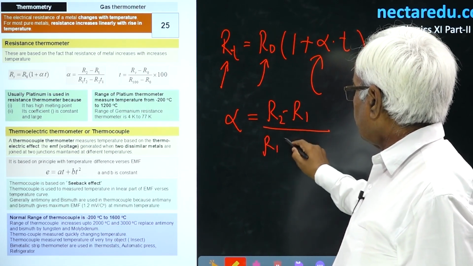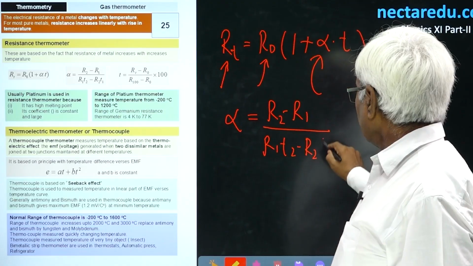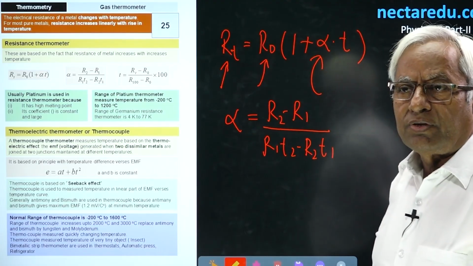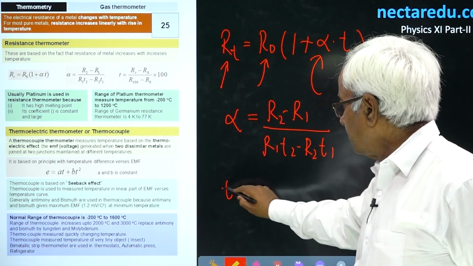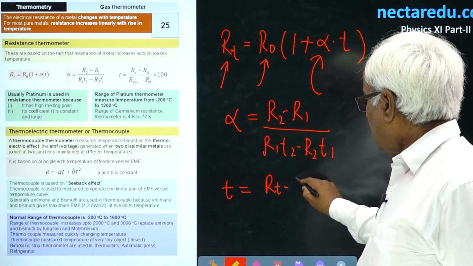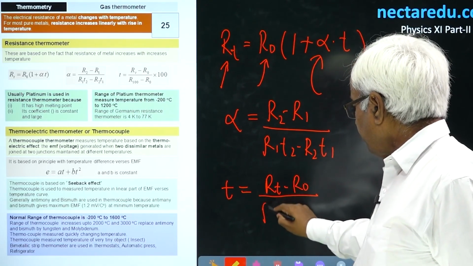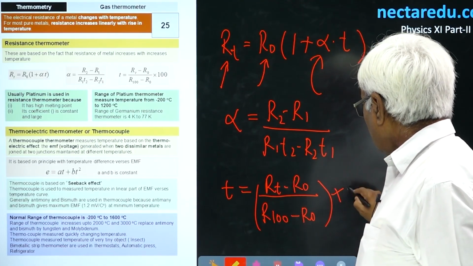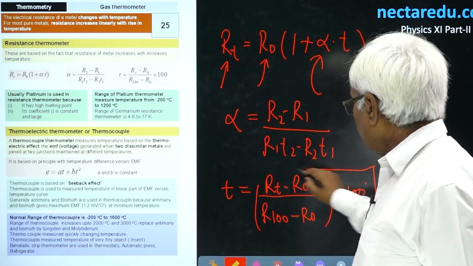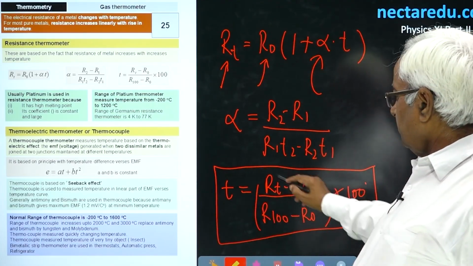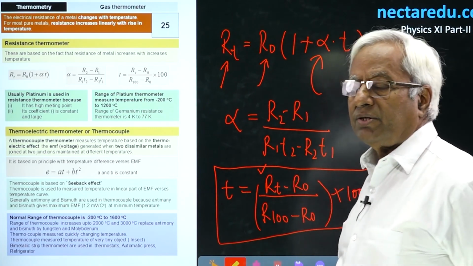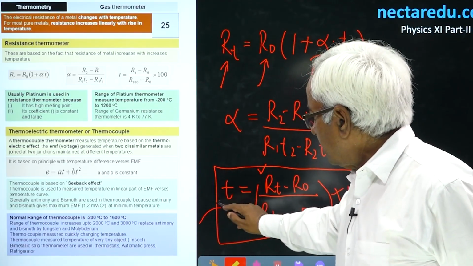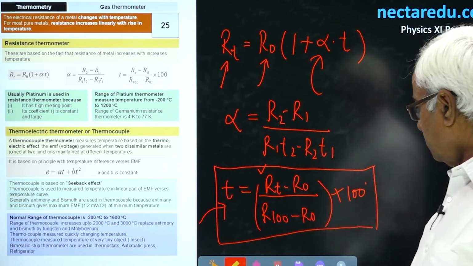This is R1, T2, R2, T1. Suppose in place of T1 and T2, you prefer 0 and 100 degrees Celsius, then in that case, temperature is given by (RT minus R0) over (R100 minus R0) into 100. So, R0 would in fact be known to you, and you just measure the resistance of that wire at a particular temperature. That temperature could be calculated by using this relation.